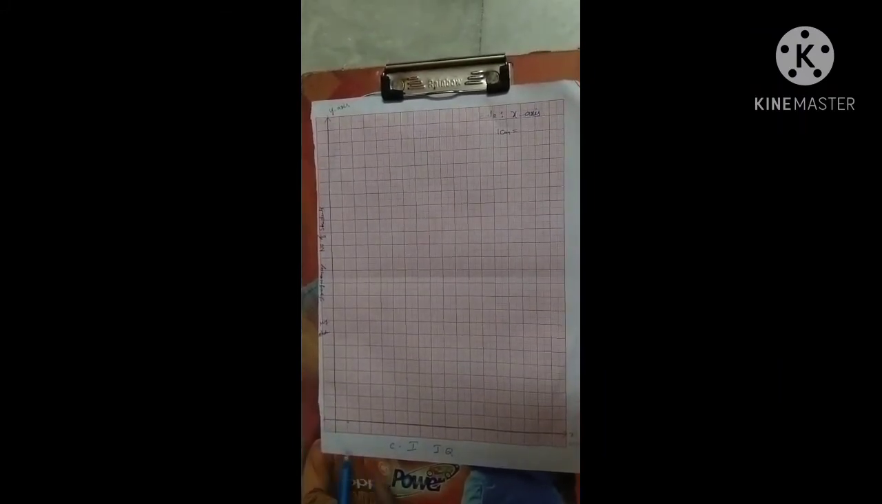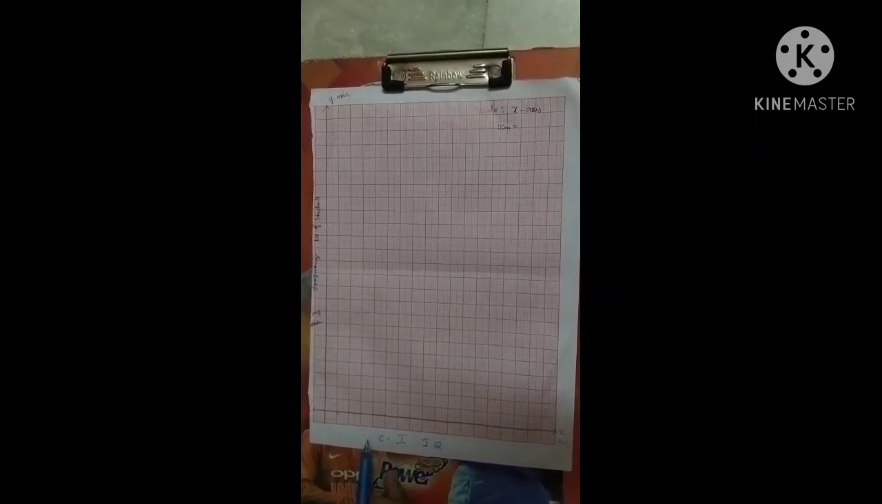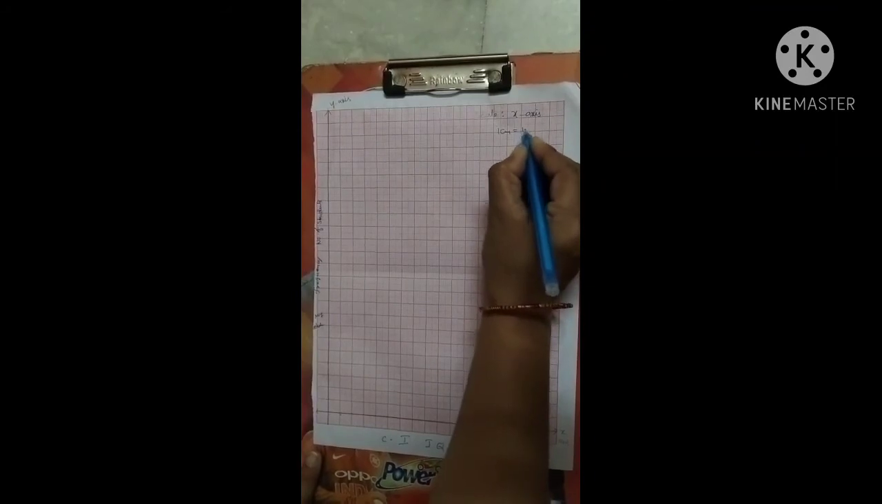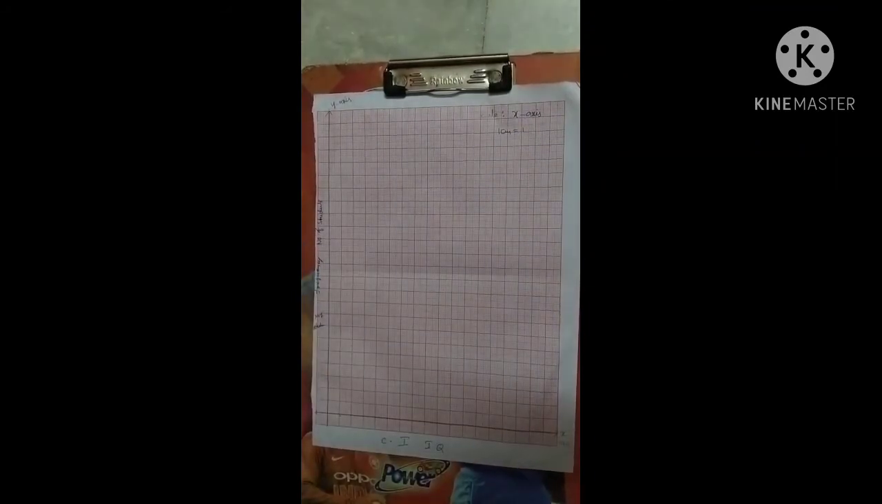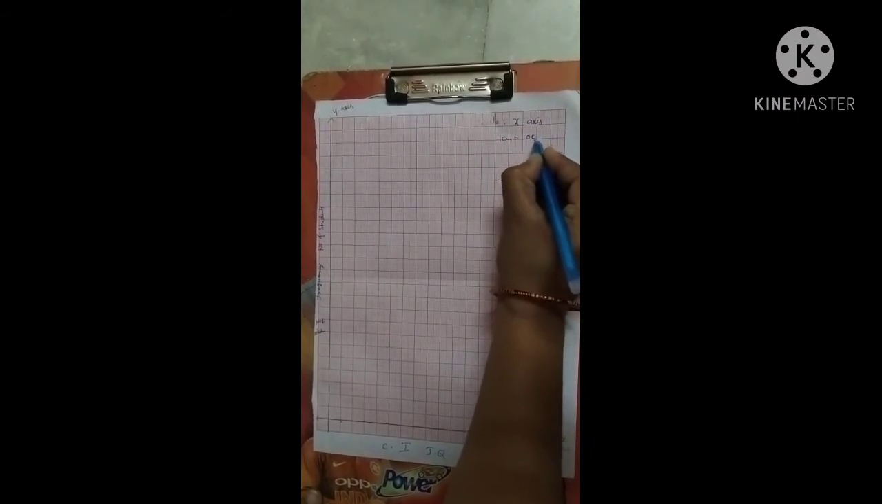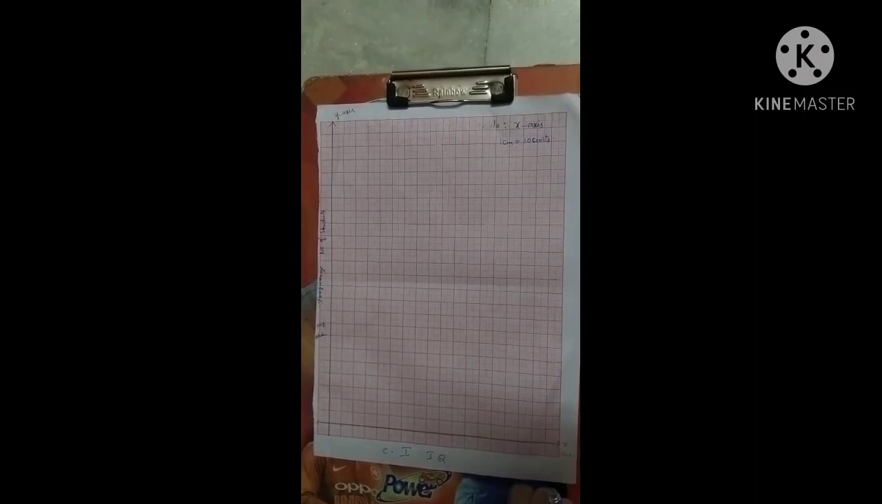Okay, children. So now x-axis 1 centimeter equals. Here the class intervals are 60 to 70, 70 to 80 and 80 to 90. So for the x-axis, 1 centimeter equals, the difference from 60 to 70 is 10. So you have to take 1 centimeter equal to 10 units.